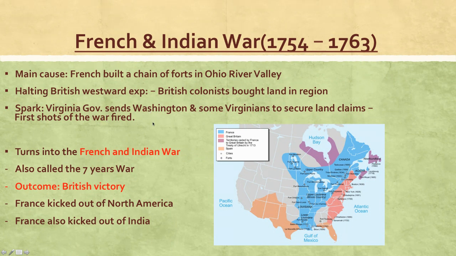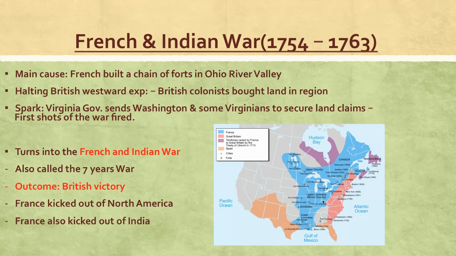George Washington, 21-year-old George Washington, is going to come into the Ohio River Valley looking to secure some land there. He is fired upon, and these are our first shots of the French and Indian War from 1754 to 1763. It is a long, hard-fought war that is fought in many, many different places. It's fought in 7 different seas. It's fought in Europe. It is fought in the Americas.